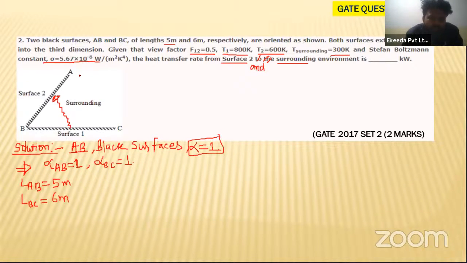So let us assume that there is a surrounding, or we can say that there is a surface 3, which is nothing but your surrounding. Now I will make it clear how you can easily solve the GATE questions and how you can approach them. First of all, understand this. They are asking about the heat transfer by the mode of radiation between surface 2 and the surrounding environment.